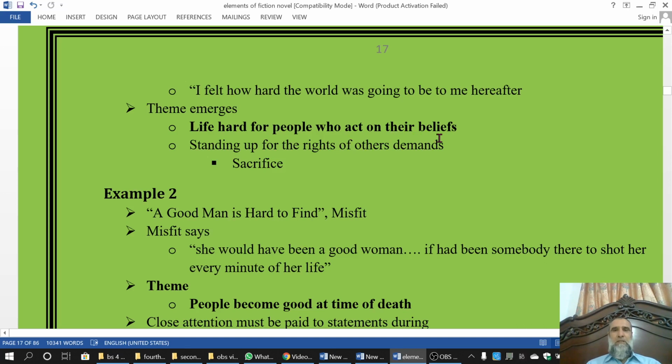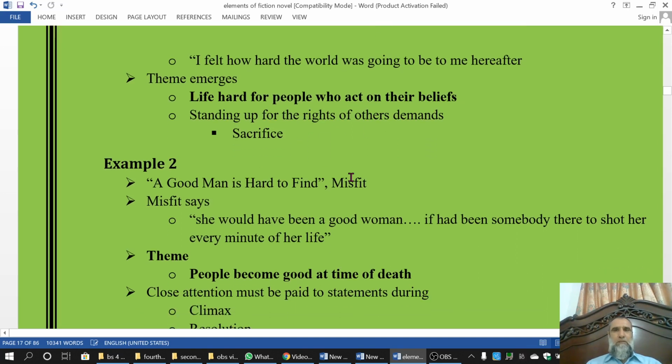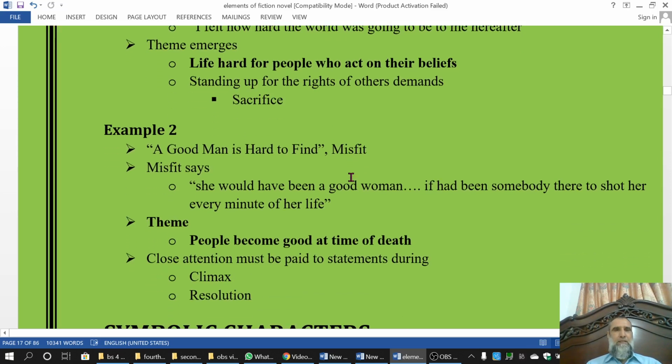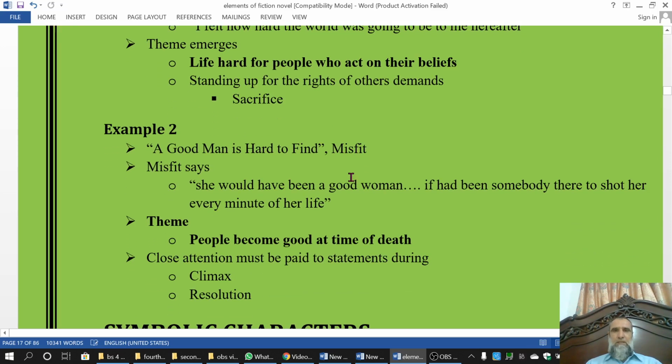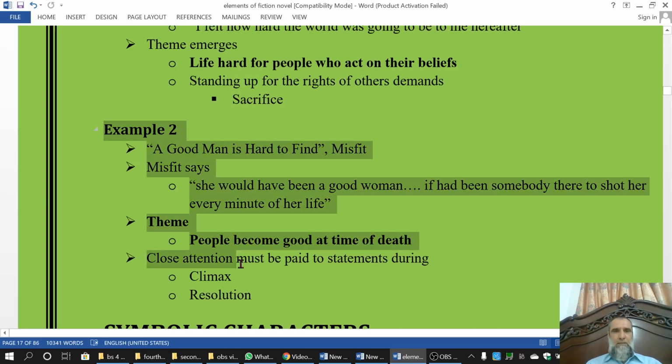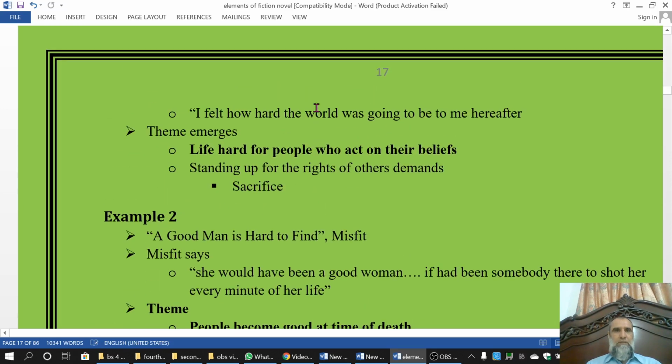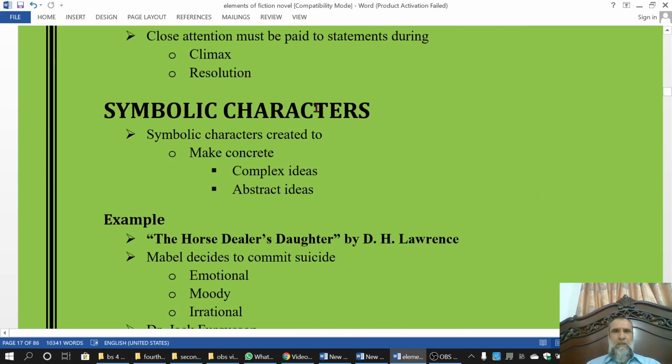His belief is in people, not in policy, and that standing up for the rights of others demands sacrifice. That if you want to stand for the rights of others, you will have to sacrifice, and he did this. This example is enough. I don't think this one is necessary, so do this first example only, because it's a very long discussion.